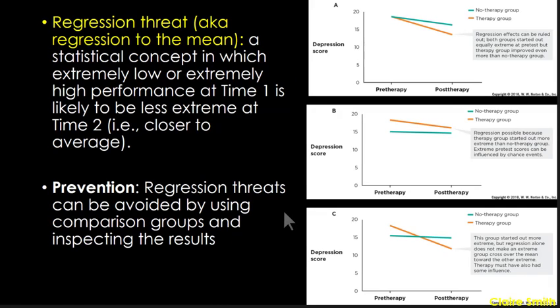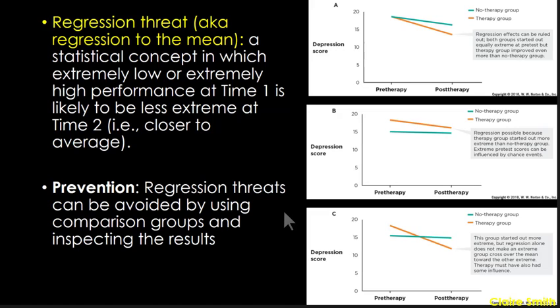Next, we have a regression threat, also known as regression to the mean, which has to do with statistics, which is basically that extremely low or extremely high performance at time 1 is less likely to be extreme at time 2. So for some reason, your first measure was not a typical measure, right?